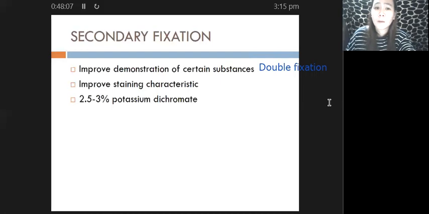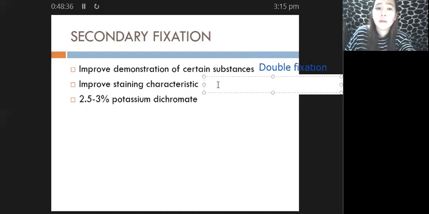So what is the purpose of double fixation? The purpose is to improve the demonstration or improve the fixation of certain substances. Okay, so remember that in electron microscopy, we are after the fixation of very small details. Okay, so that's why we have to perform fixation twice. All right, so another is to improve staining characteristic.